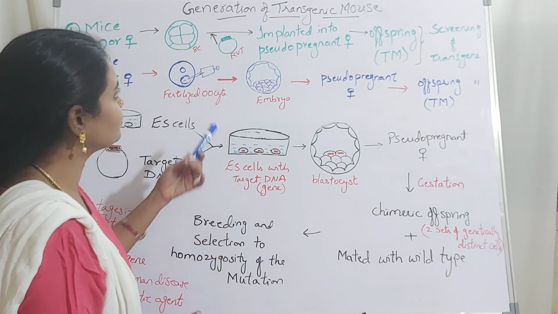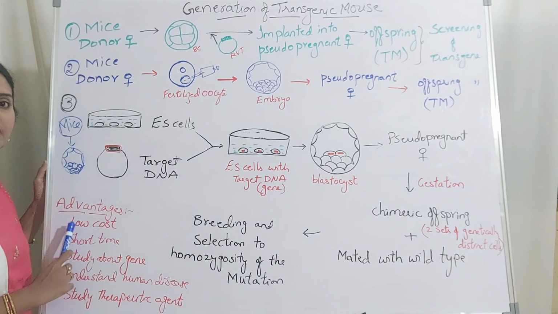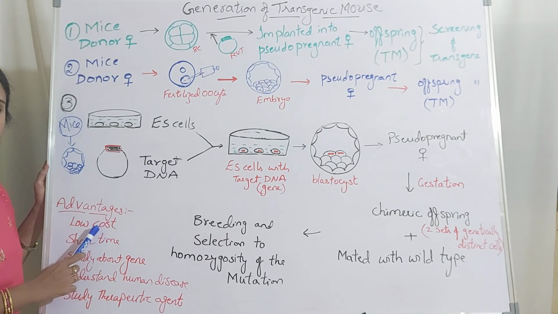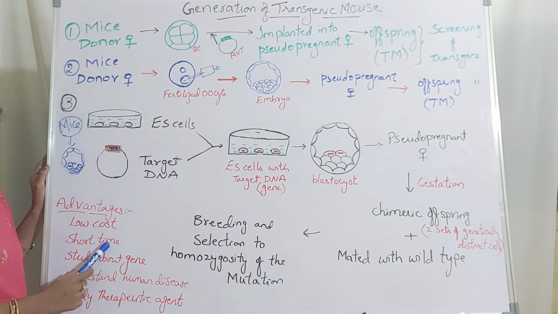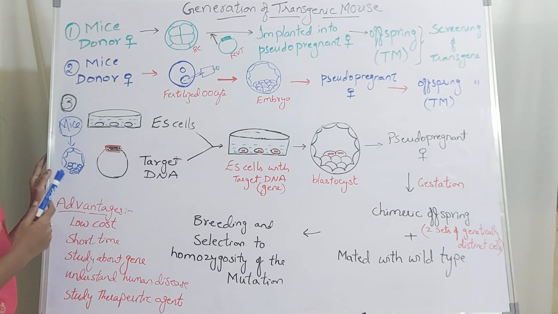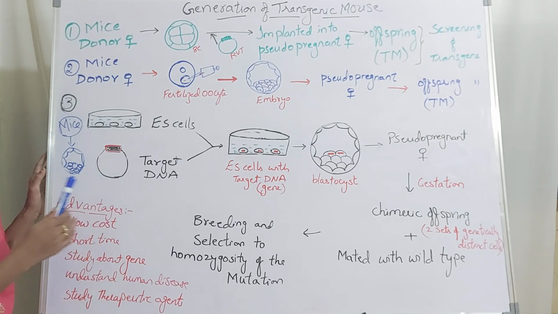So what is the advantage of generating the transgenic mouse? First thing is it is of very low cost. You can generate the transgenic mouse at very low cost and it is a very fast process. So a short time is required. Within a very short time you can produce many transgenic mice because their lifespan is also very short, right? So their breeding is also very fast. That means within a short time you can get more offspring or progeny.